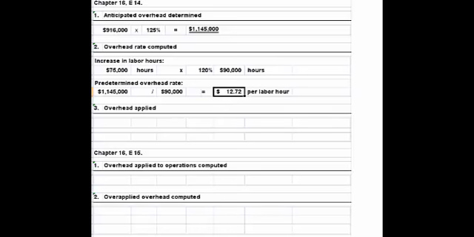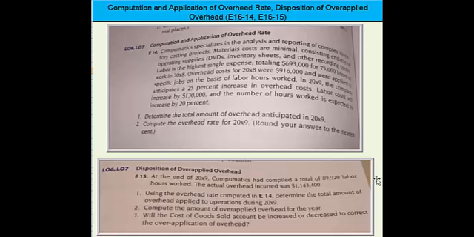And let's take a look at the third thing we need to do. Determine the total amount of overhead anticipated. We did that. Number 2 said compute the overhead rate. We did that as well. Okay, now there's also a part 3 that I didn't copy in here, and I want to go over that as well.